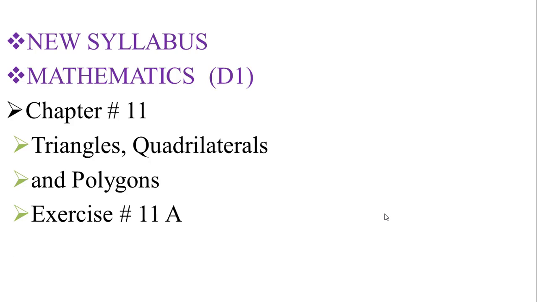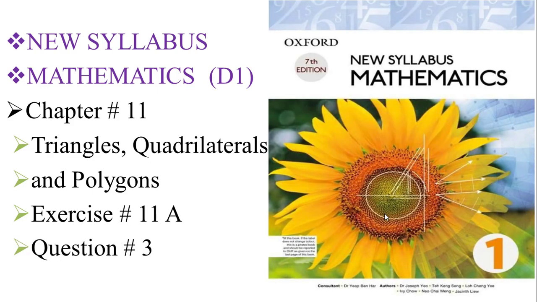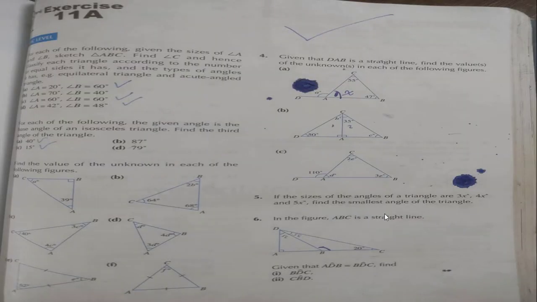Exercise 11A, question number 3. In question number 3, we can find the value of the unknown in each of the following figures. Here, parts A to F have figures given and we can find the unknown angle. So we can start question number 3: find the value of the unknown in each of the following figures.